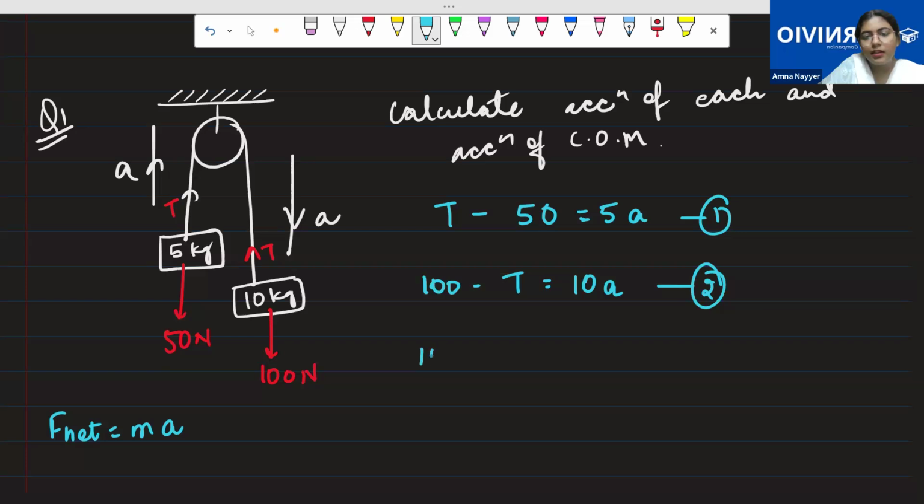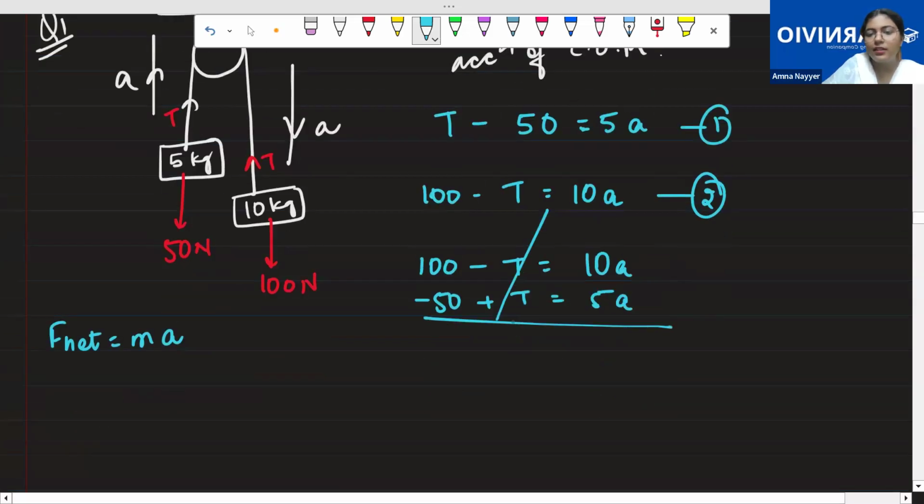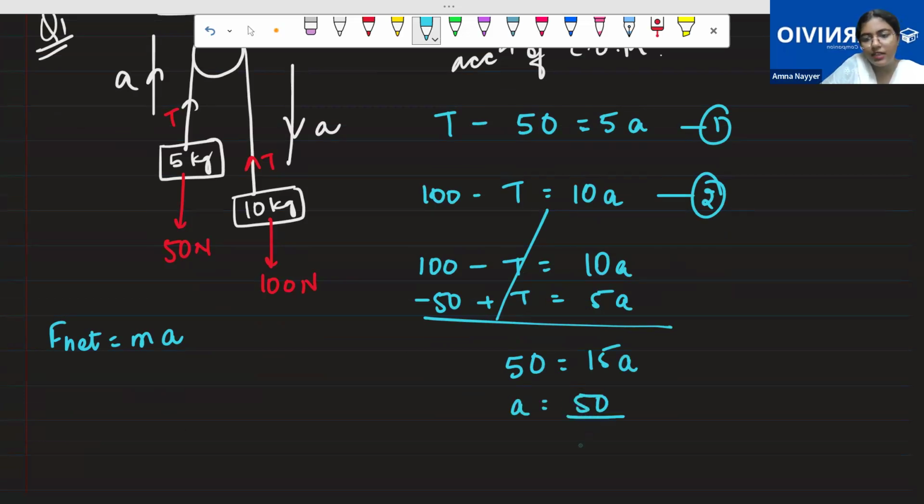If we add them, 100 minus T is equal to 10a and minus 50 plus T is equal to 5a. If we add, tension will vanish. From here, 50 will be left and this will be 15a. So acceleration will be 50 by 15, 10 by 3, that is 3.33 meter per second square, or you can even write this as g by 3.